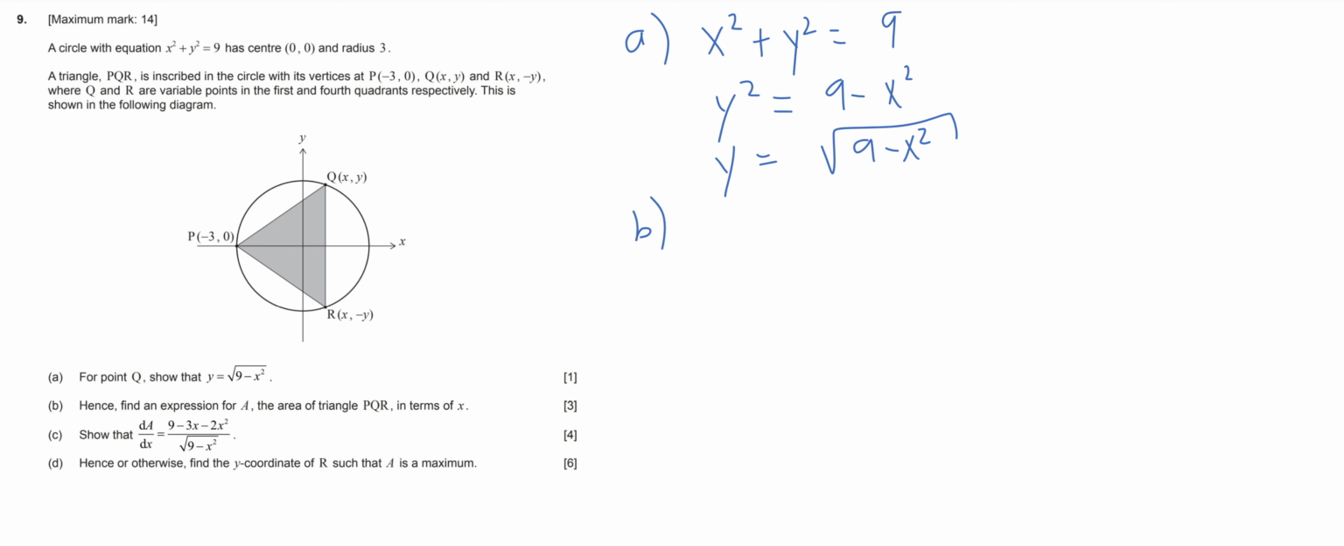B. Hence, find an expression for A, the area of triangle PQR in terms of x. So the area of a triangle, A, is half base times height. In this case, I'm going to say that QR is the base of the triangle. Both the coordinates of Q and R have x coordinate x, so this means that the line QR is perpendicular to the x-axis. I'm going to call the point at which the line QR cuts the x-axis M. Okay, so now I need to figure out the coordinates of M.